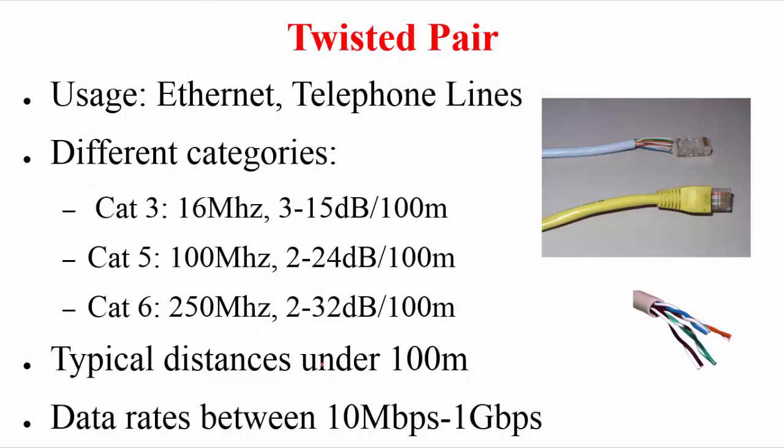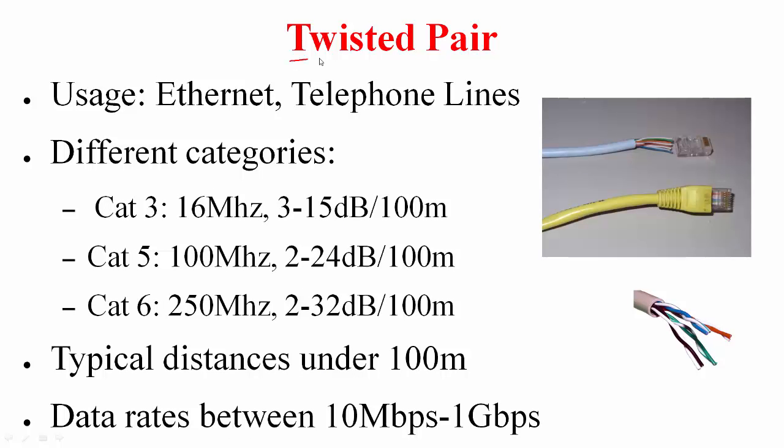So let's quickly see the characteristics of some of the popular links. The twisted pair links is used in Ethernet as well as telephone lines. There are different categories here: Cat3, Cat5, Cat6. The categories are a function of how many twists you have per centimeter, as well as some inductance between the pairs and so on and so forth. So what is relevant here is this, where this is the bandwidth of the link and this is the attenuation.